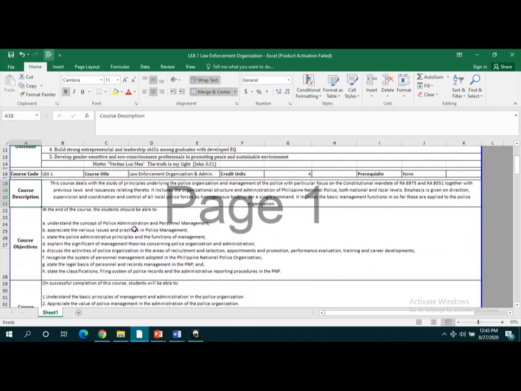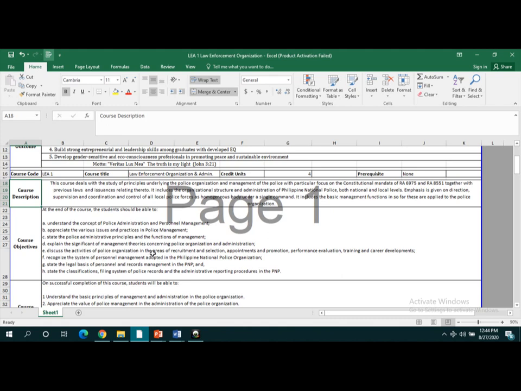At the end of the course, the student should be able to A. Understand the concept of police administration and police and personnel management, or should I say police organization and administration also. B. Appreciate the various issues and practices in police management. C. State the police administrative principles and the functions of management. D. Explain the significant management theories concerning police organization and administration. So we will be also discussing the organizational theories as studied by some known researchers or authors as well.